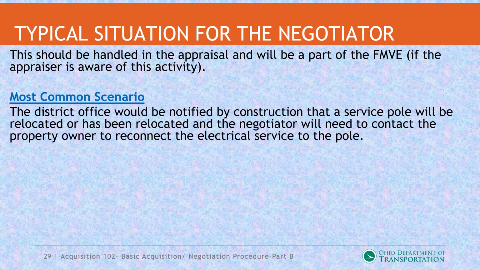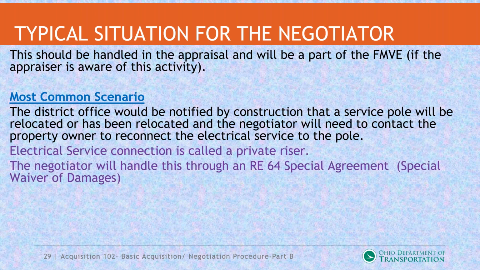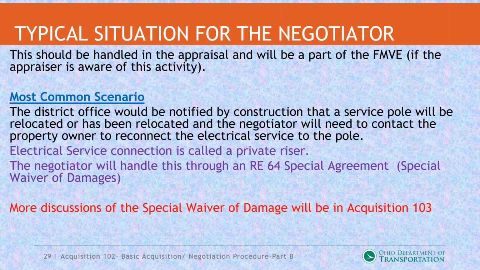The most common scenario is that the district office would be notified by construction that a service pole will be relocated or has been relocated, and the negotiator would need to contact the property owner to reconnect the electrical service to the pole. Typically, this is a private riser that would be impacted. As a negotiator, you'll be handling the RE64, the special waiver agreement process of damages, to compensate to get that service reinstalled onto that pole. Discussion of special waiver damages, we typically handle in our Acquisition 103 class.